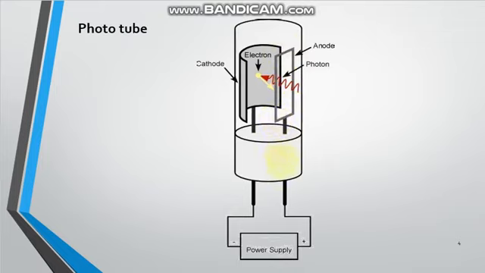If this anode is connected to the battery positive terminal and this cathode is connected to the battery negative terminal, then these collected electrons will be attracted towards the battery positive terminal, and that constitutes the current. In that way the photocurrent passes through this phototube when the light is incident on the semi-cylindrical metal surface.